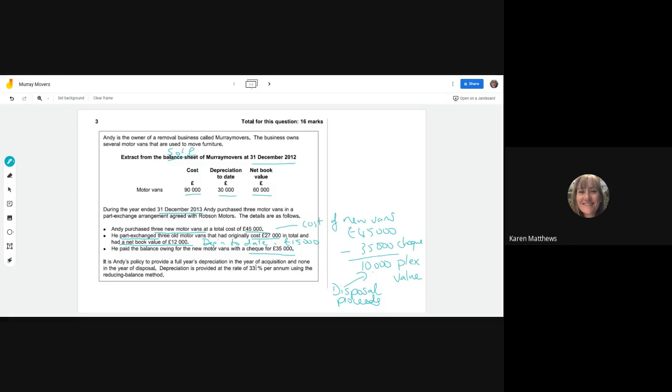And we can see quite easily here, if the net book value was £12,000, we effectively sold them for £10,000. We've made a loss on disposal of £2,000. So loss on disposal, £2,000. Okay, final bit of information is that depreciation is 33.33% per annum using the reducing balance method.